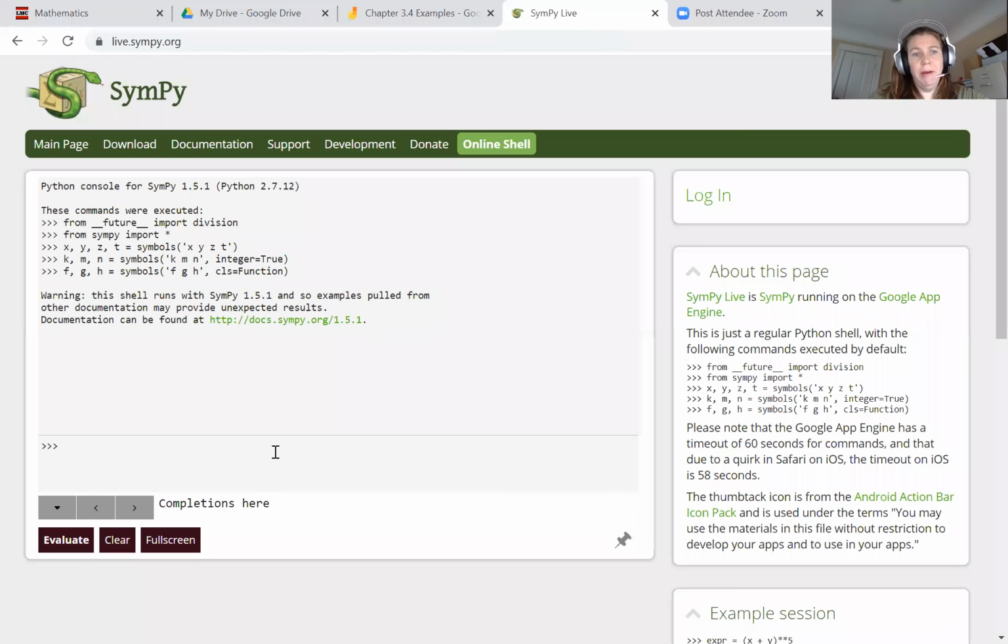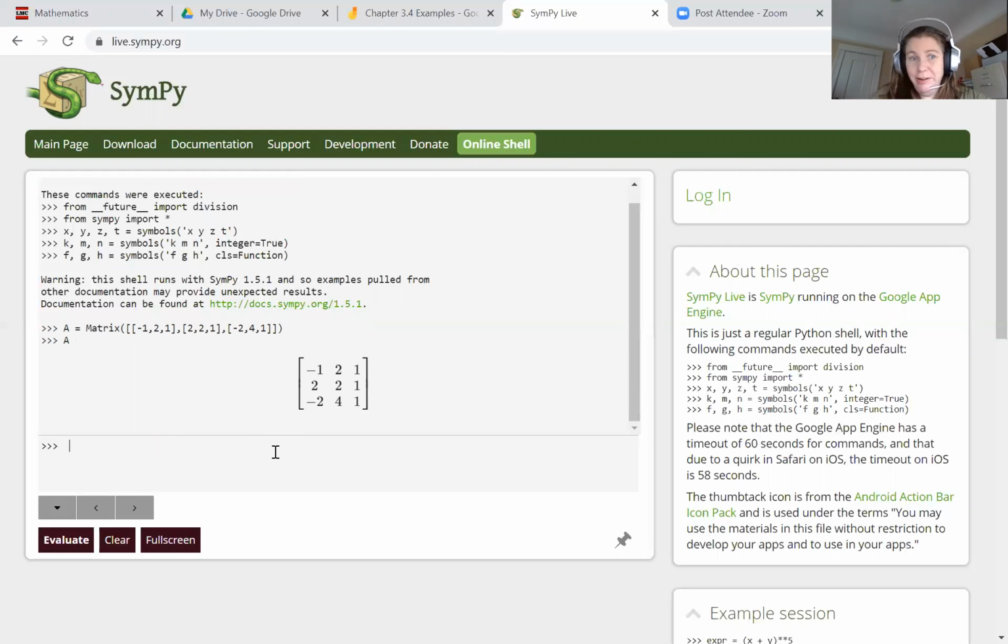So I'll call my matrix A. And our first row is -1, 2, 1. Our second row is 2, 2, 1. And our third row is -2, 4, 1. Let's double check to make sure that matches. There it is, our points x, y in the first two columns, and our third column is all ones.